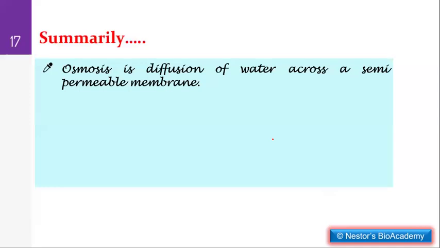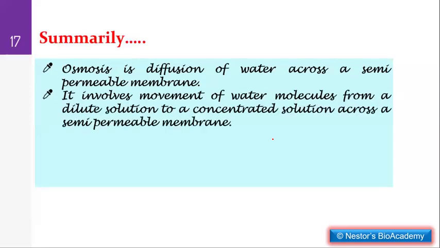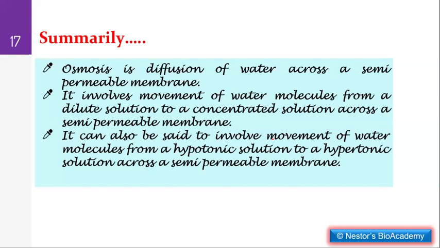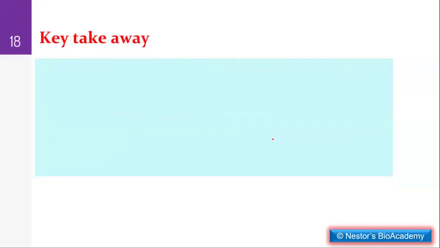So summarily, we have said osmosis is essentially like diffusion of water molecules across a semi-permeable membrane. It involves movement of water molecules from a dilute solution to a concentrated solution across a semi-permeable membrane. It can also be said to involve movement of water molecules from a hypotonic solution to a hypertonic solution across a semi-permeable membrane. And the key takeaway I need you to have from this session is the definition of osmosis. You need to have a firm grasp of that.